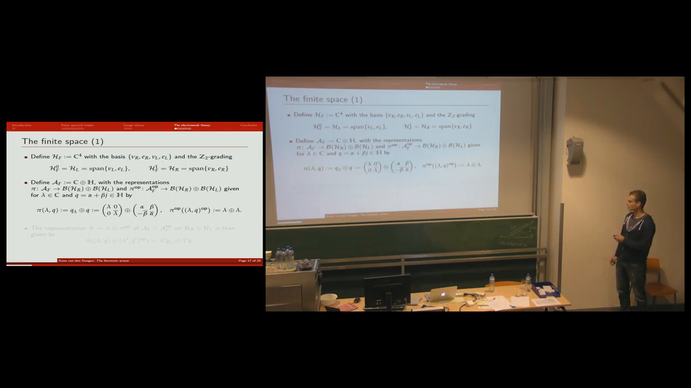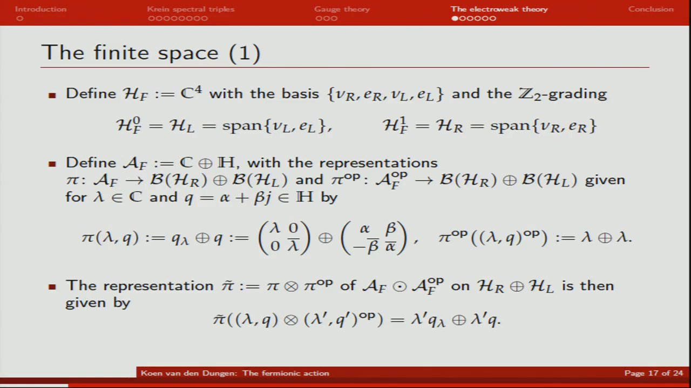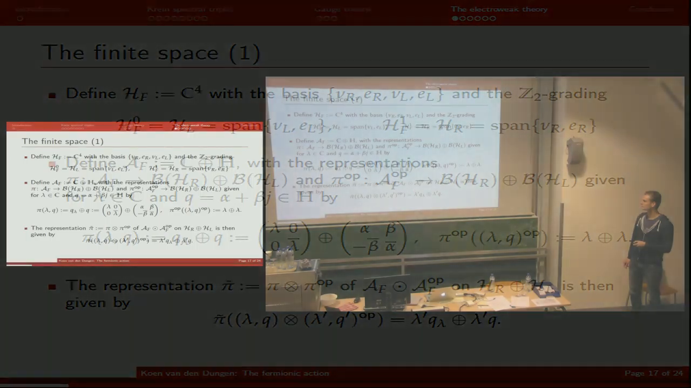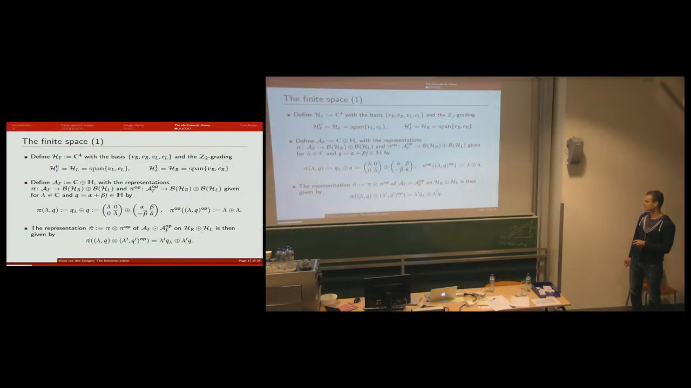And the opposite representation is very simple. It's just a scalar multiplication by the complex number lambda. And of course, here it's useful that the complex numbers are commutative, so I don't have to worry about the opposite anymore. All right, and because these two representations commute, I get a well-defined representation of the tensor product of A with its opposite algebra. And if you work out the formulas, what you get is that, again, the Q lambda and the Q act. And from the opposite part, you just have the lambda, which is now called lambda prime from the opposite.